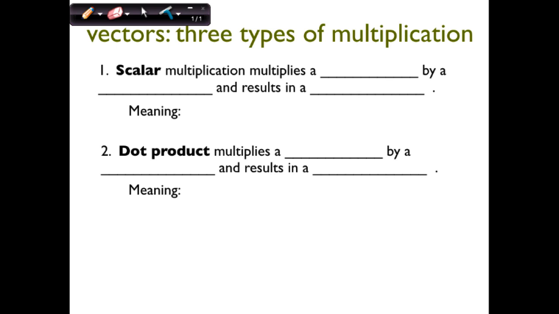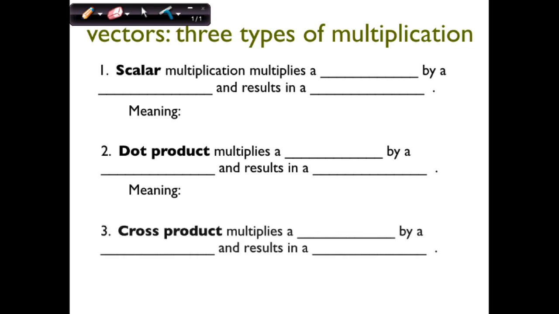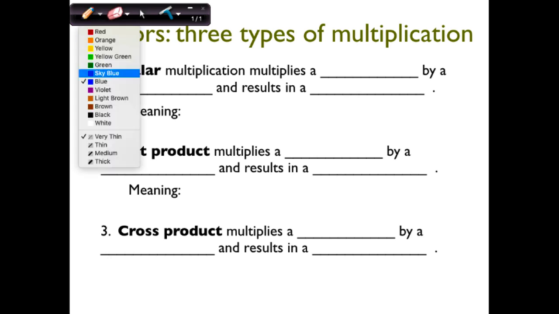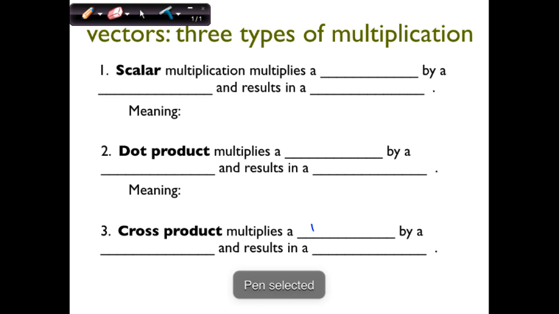All right, so then there's a third. The cross product multiplies a vector by a vector and gives another vector. So the cross product is the third type of multiplication, and you multiply a vector by a vector, resulting in another vector, a third vector.